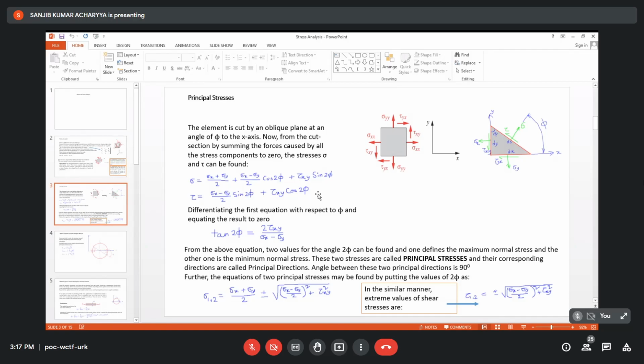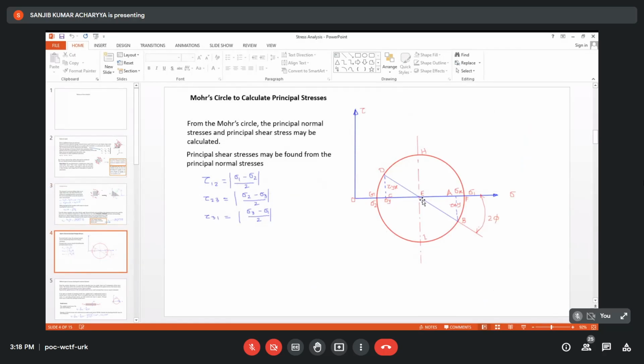Yes, sir. So if x is given by a plus r cos phi and y is given by r sin phi, then this is the equation of a circle in parametric form having center at (sigma x plus sigma y) by 2 and of radius r. Do you agree with me or not? Yes, sir. That is the Mohr circle actually.